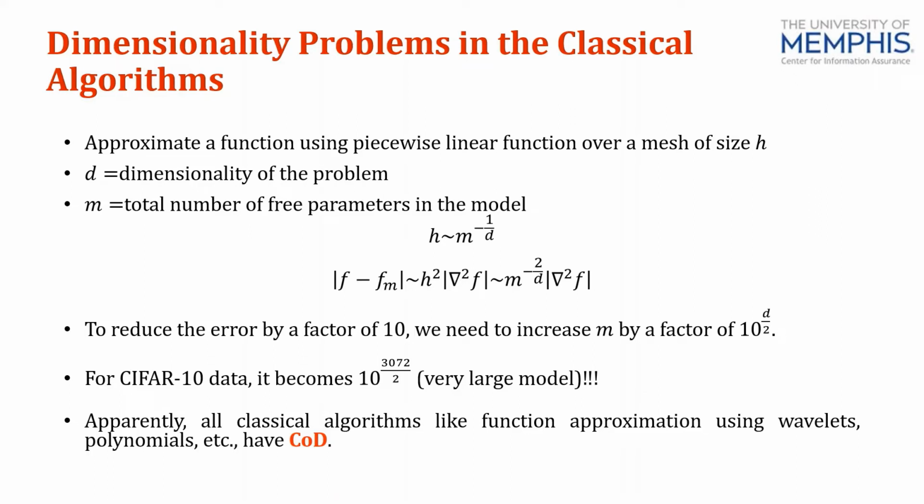Now this we call the curse of dimensionality, and apparently all the classical algorithms like function approximation using wavelets, polynomials, piecewise polynomials, trigonometric polynomials, etc. all are having this curse of dimensionality problem. Now even as d grows exponentially large, the computational cost of these classical algorithms becomes extremely huge.